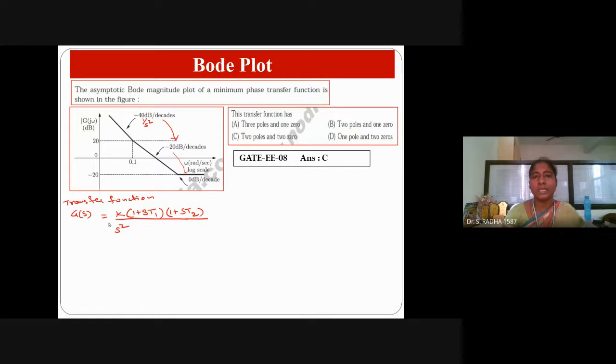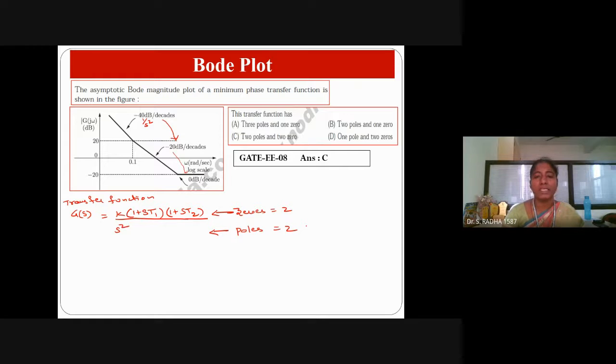They are not asking for the transfer function in the options. Okay, in the answer, they are not expecting the transfer function. How many poles, how many zeros are there? Numerator gives zeros. Okay, they are 2 in number, and denominator gives poles, and again 2 in number.